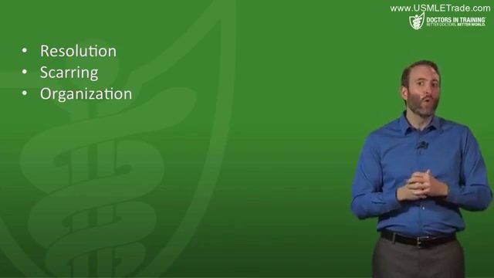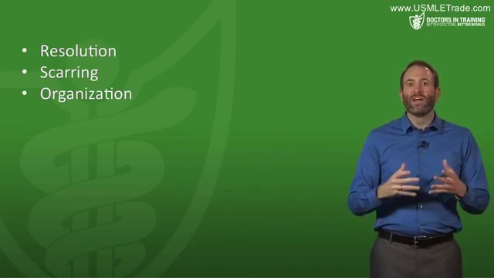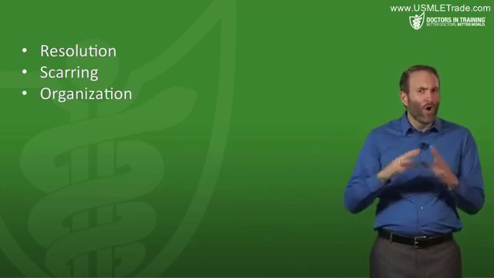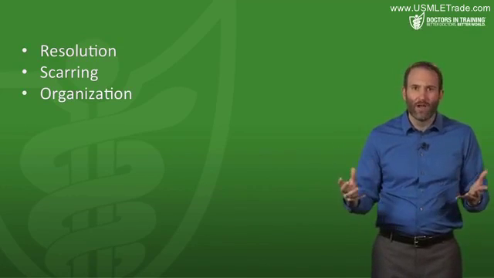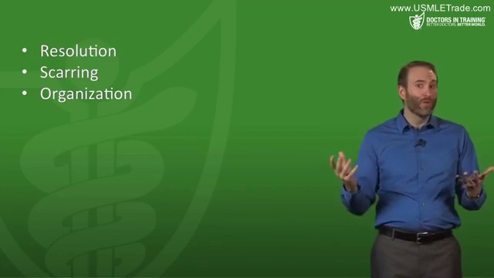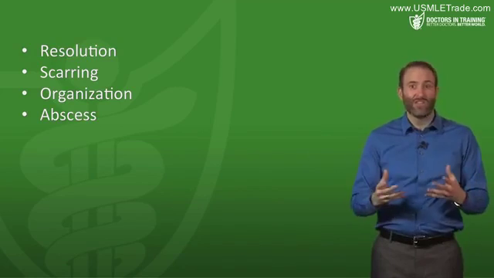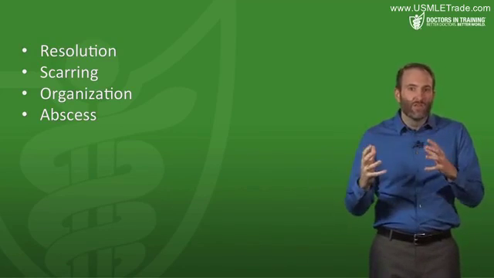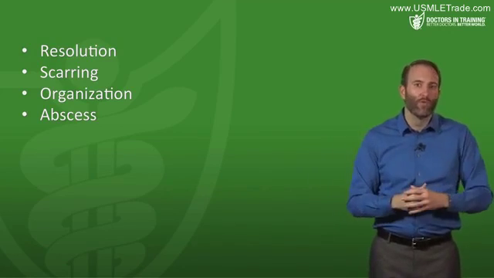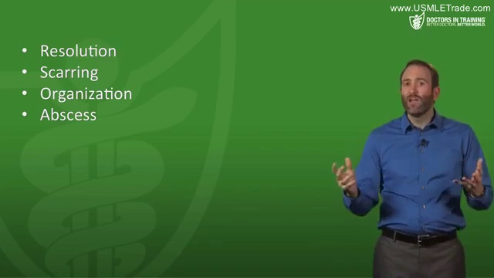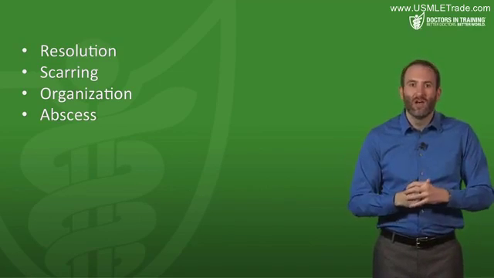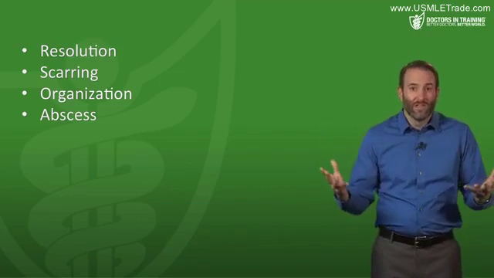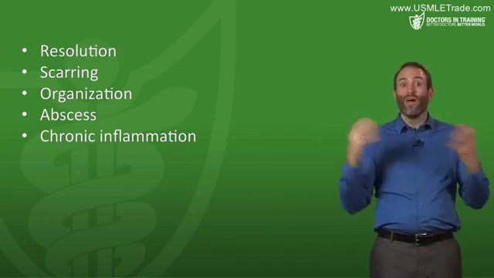Now, sometimes you'll get organization, where you get an organized fibrotic shell that walls off inflammation from the rest of the body. And if that fills up with pus, we call that an abscess. So your body actually considers an abscess a success because you've segregated that infection so that the pus pocket can't cause problems for the rest of the body. And then finally, sometimes with acute inflammation, you can't get rid of whatever's causing it, and then you have that progression to chronic inflammation.